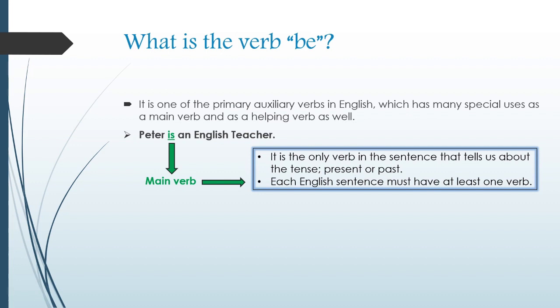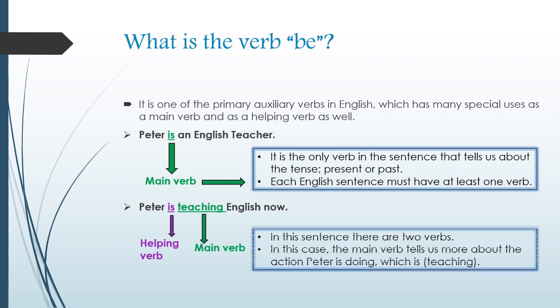For example, Peter is teaching English now. In this example, we have two verbs. One is a main verb, the other one is a helping verb. And the verb is in this sentence is the helping verb. It's not the only one in this sentence like the previous example, because we have another verb which is teaching. But teaching here is the main verb. In this sentence, there are two verbs. In this case, the main verb tells us more about the action Peter is doing, which is teaching.